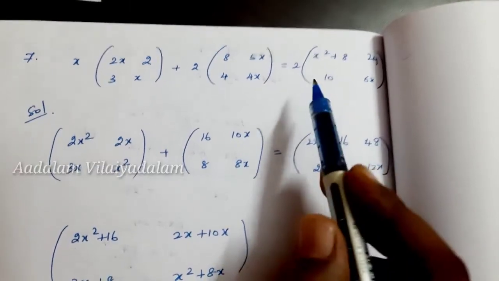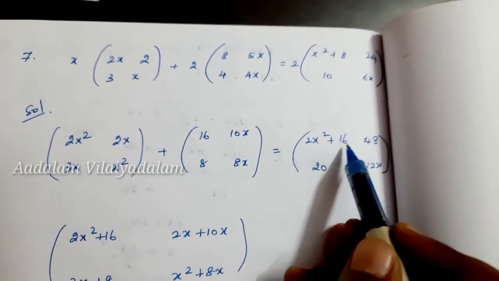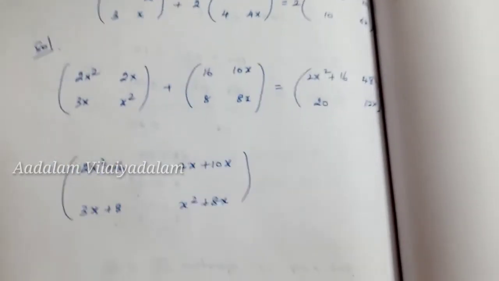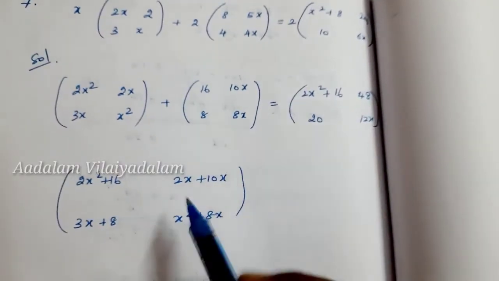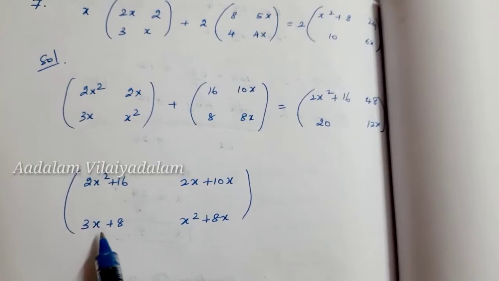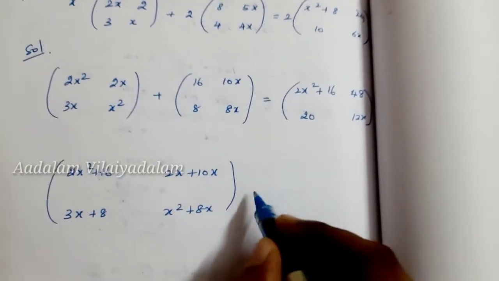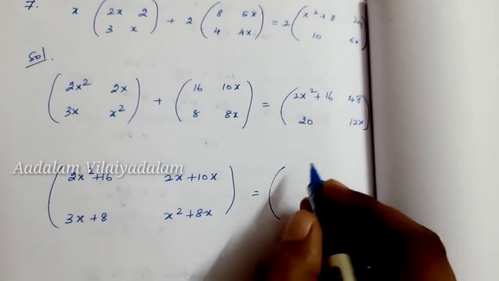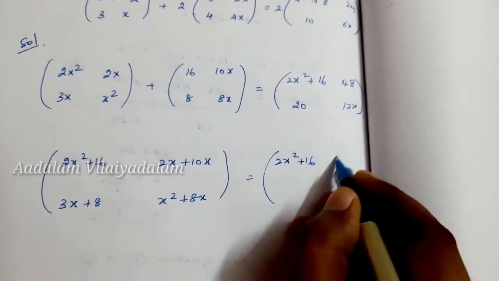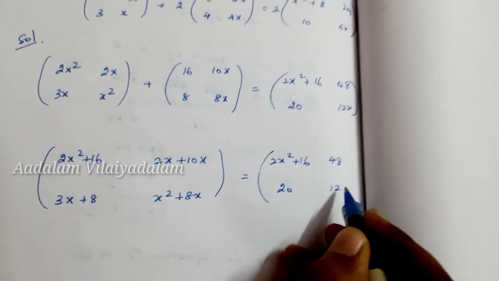Then here also if we multiply the 2 with all the elements, we get 2x square plus 16, then 48, 20, 12x. Then addition of these two matrices, we get 2x square plus 60, 2x plus 10x, 3x plus 8, x square plus 8x. Then equate this matrix, 2x square plus 16, then 48 and 20, then 12x.